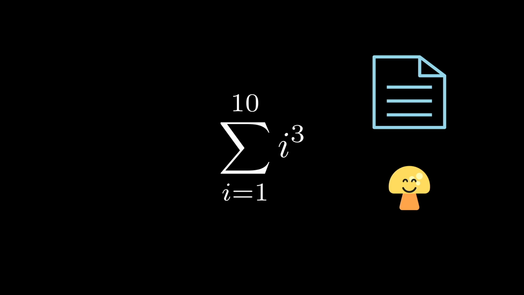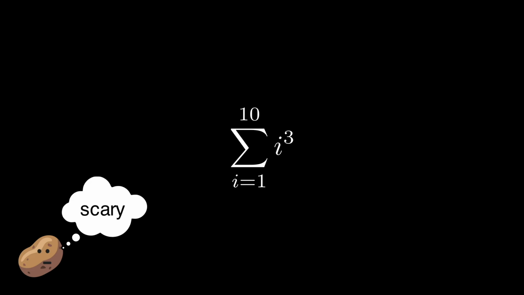Mushroom is taking a math class, and she got this answer for a question. This entity may look unfamiliar to some people. It's called the sigma notation. It appears pretty often in math actually. Mushroom wants to find out the numerical value of this expression. Since Potato knows Python, she goes to Potato for help. However, Potato is scared anytime when a Greek symbol appears in math. He doesn't know whatever this thing is.